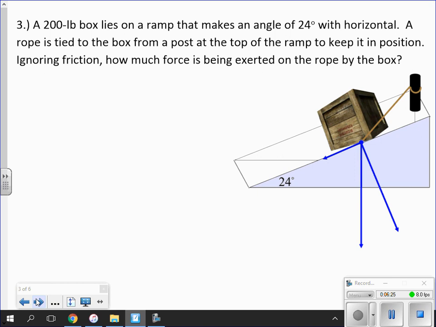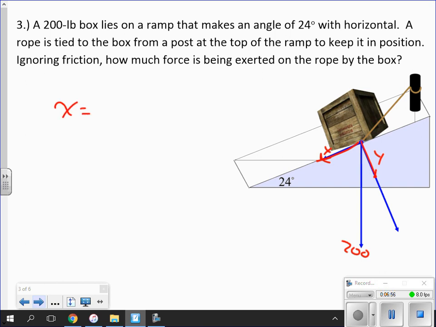Okay, so in other words, what is this force here? What we can do is say, all right, we have a component vector. We have a 200-pound force going straight down. This is broken down into what's pushing it down the ramp, and what's pushing against the ramp in this direction. We call this our y, we call this our x. We have our force, we have our x and our y.